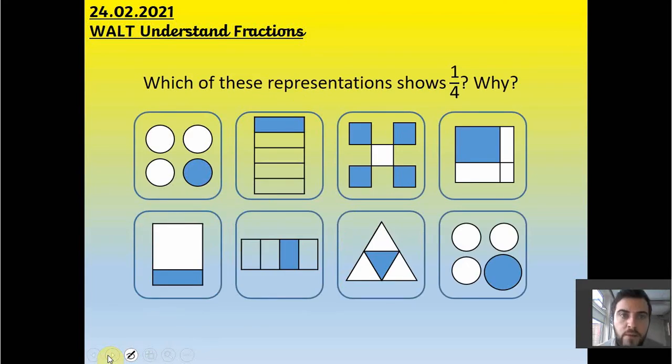Right, and let's have a look at this. Which of these representations show 1/4? Look at these shapes. I want you to just go through yourself with a simple yes or no, or a tick or a cross. Which of these shapes are fair representations of 1/4? Pause the video now.